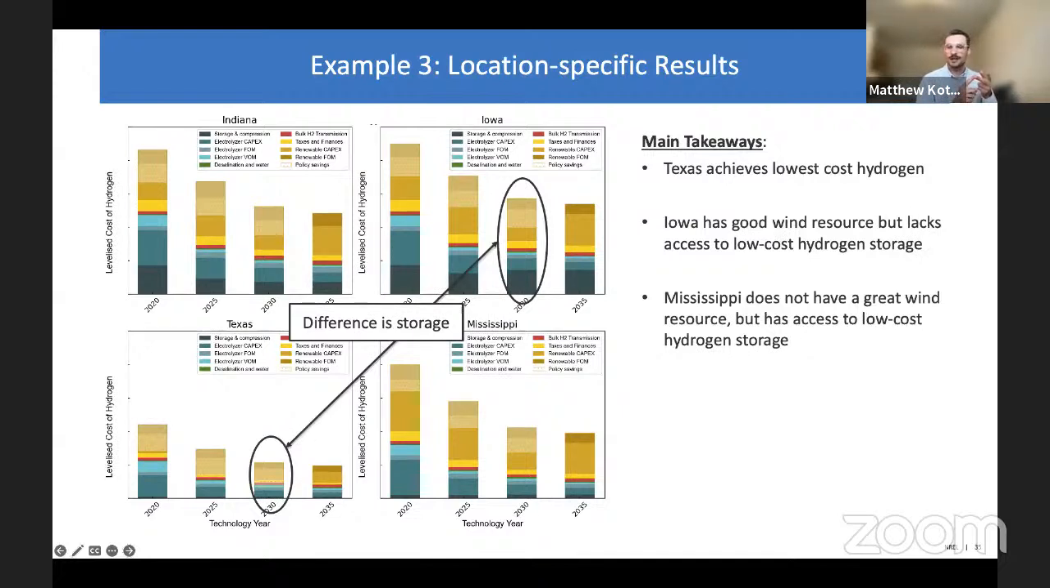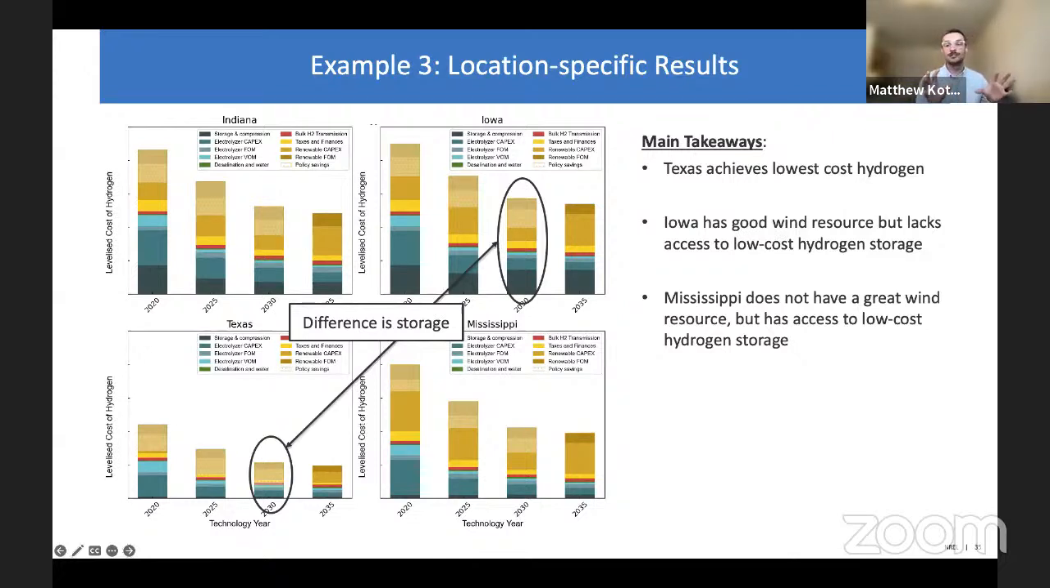Iowa has amazing wind resources, but lacks access to low cost storage. And then Mississippi doesn't have great wind resources, but it does have access to low cost storage, which is your lined rock caverns. And so here you can see 4 different examples. One of the biggest differences is storage. It's storage that really impacts your end use value.